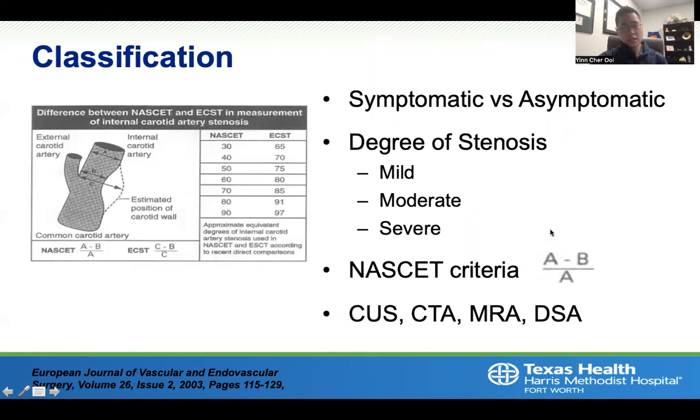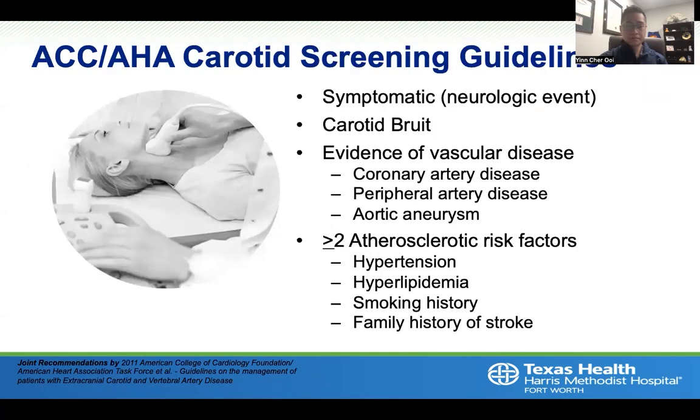Carotid artery stenosis can be measured indirectly by measuring flow velocities using a carotid ultrasound, or directly using a CTA, MRA, or a digital subtraction angiography, which is the gold standard.